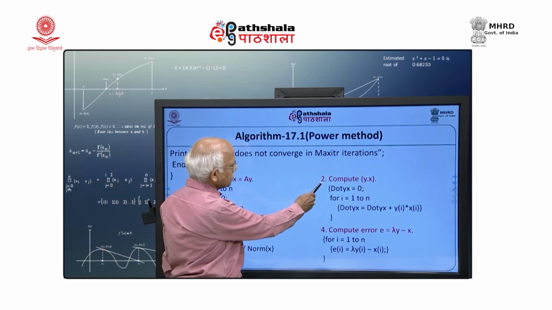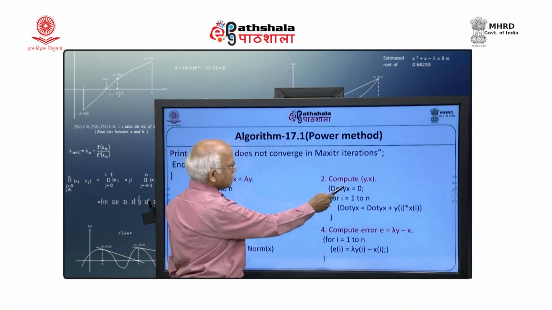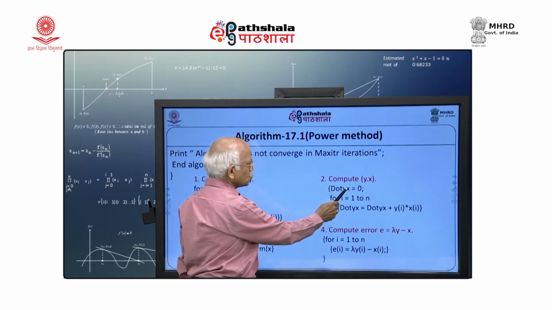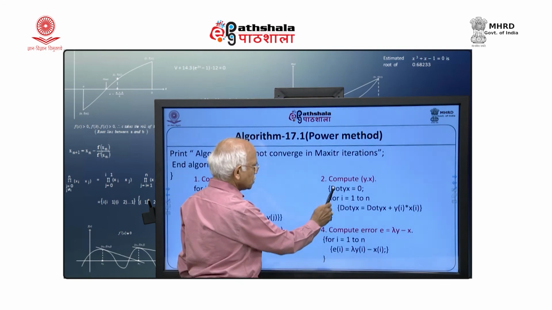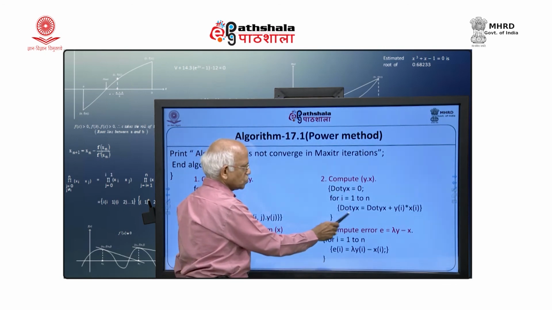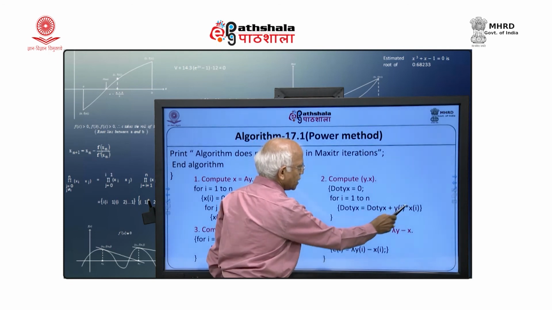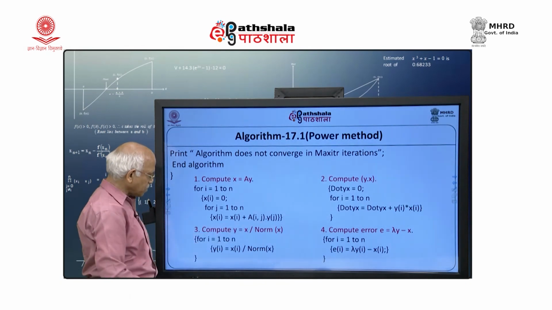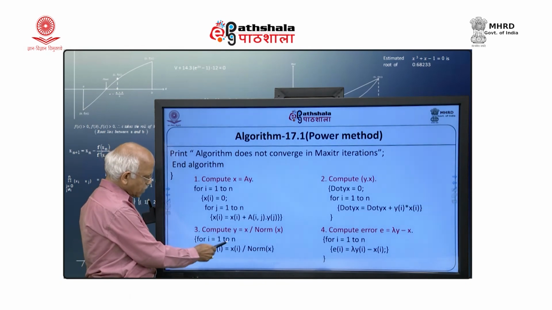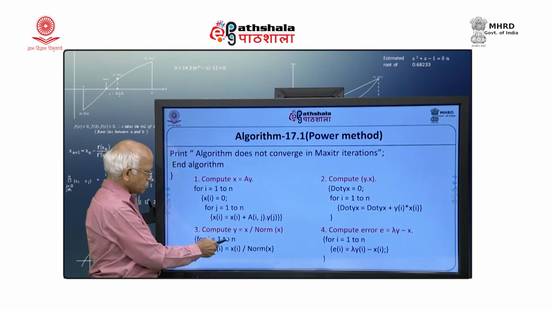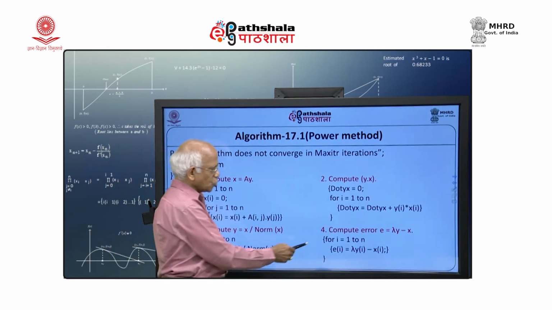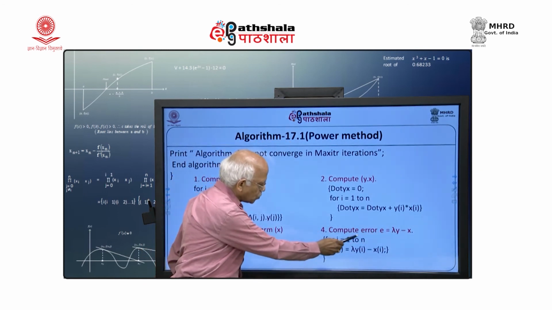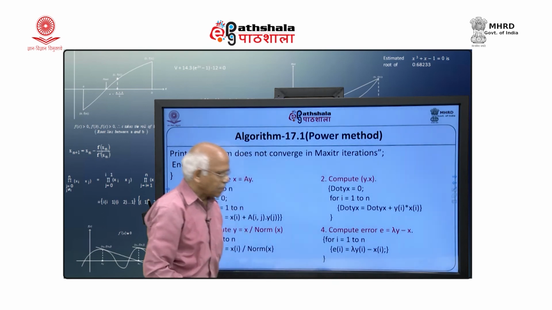The second sub task is y bar dot x bar. If I want to take the dot product of two vectors, I set dot y x equal to 0, and for i equal to 1 to n go on adding the successive terms y i times x i. Similarly, compute y equal to x by norm x bar, that is y i equal to x i divided by norm x bar. That is the third task. And compute the error e equal to lambda y bar minus x bar, which gives, for i equal to 1 to n, e i equal to lambda y i minus x i.